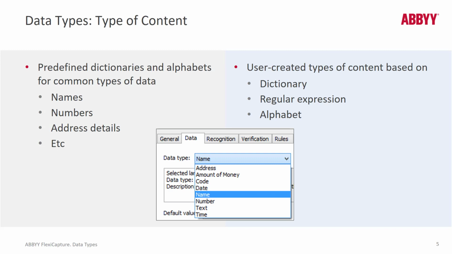And usually one of these 77 data types will fit your needs, but if not, you can create your own data type with a combination of dictionaries and/or regular expressions and/or alphabet selections. So that's a pretty powerful combination that you can put into place to tell the software what kind of data it should expect.